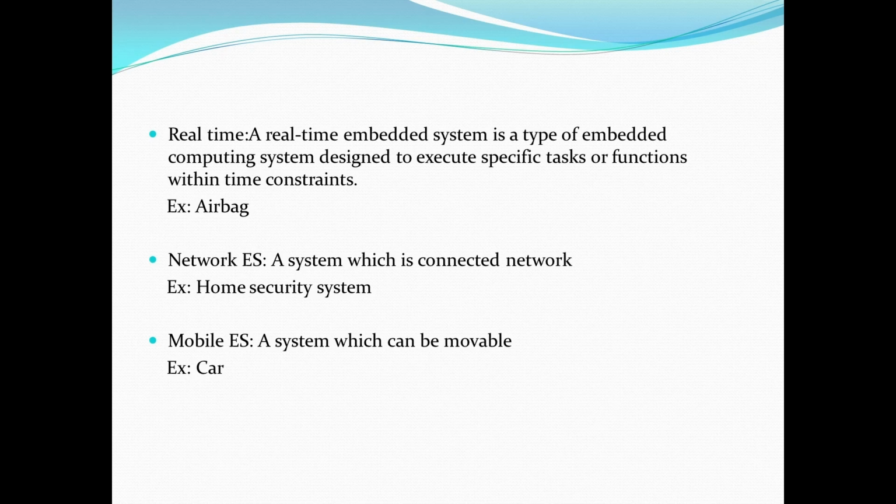Network embedded system. An embedded system which is connected to the internet is called a network embedded system. Example, a home security system. A mobile embedded system. A system that can be movable is called the mobile embedded system. Example is car. In car, we use the ECU, which acts as the mobile embedded system.